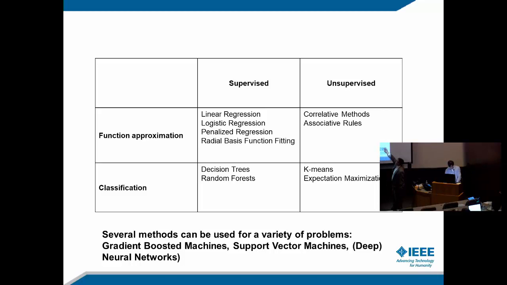In contrast, there are more associative rules or correlative methods. In classification, you hear about random forests and decision trees, or you hear about clustering like k-means and expectation maximization. These are things that we are not going to talk about tonight, mostly. There are also several methods that aren't listed there, primarily because they can be used for both function approximation and classification, depending on how you implement them. These are actually quite common, you'll hear about things like gradient boosted machines, support vector machines, and deep neural networks. These are all different ways of doing both kinds of problems.